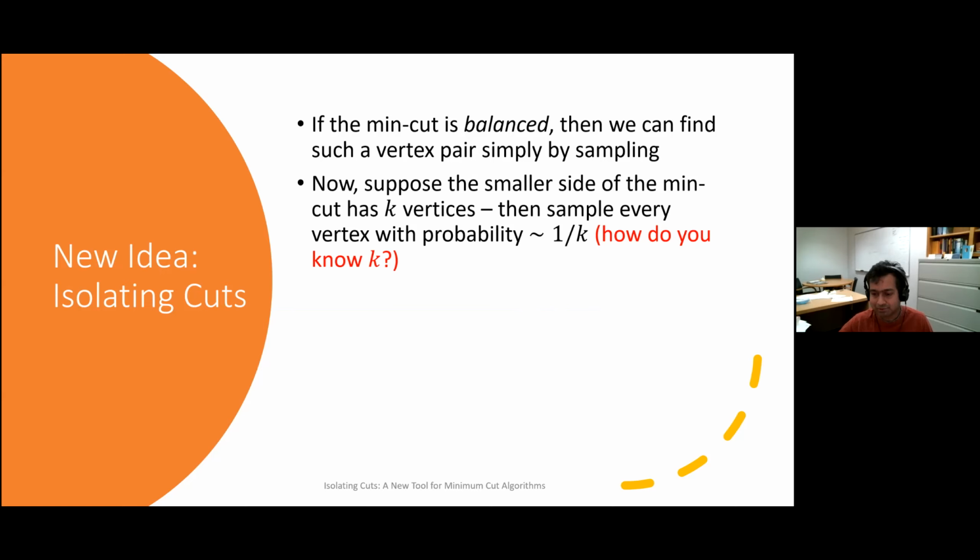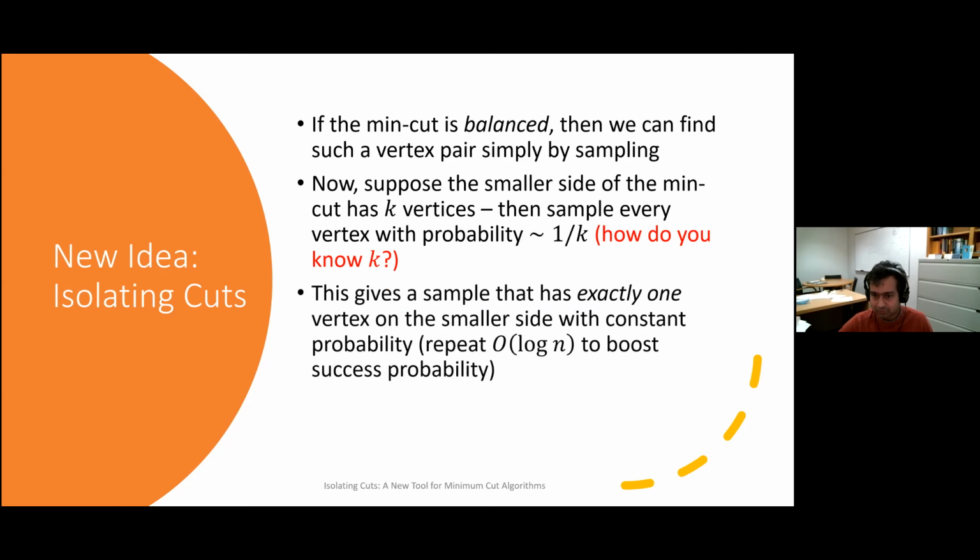Okay, so again, conceptually think of your min cut having k vertices on the smaller side, and you are sampling every vertex in the graph independently with probability 1 over k. This gives this very simple property that comes from elementary probabilities. Your sample will have exactly one vertex on the smaller side with constant probability. And if you repeated the process log n times, then with high probability, there will be a sample that has exactly one vertex on the smaller side. It's important for what we say later that it has exactly one vertex. More than one vertex is not good, and of course, having 0 vertices is also not good. So you want exactly one vertex on the smaller side.